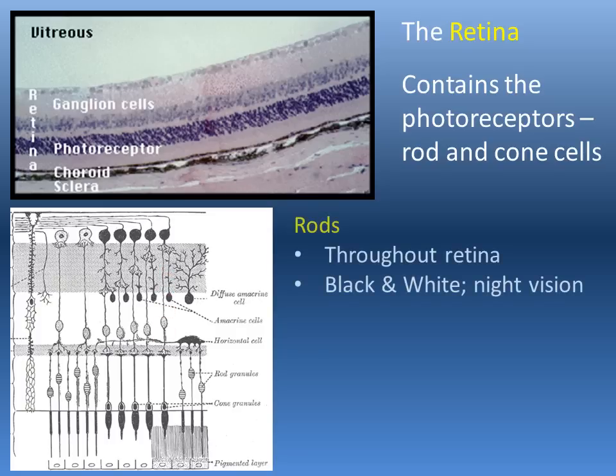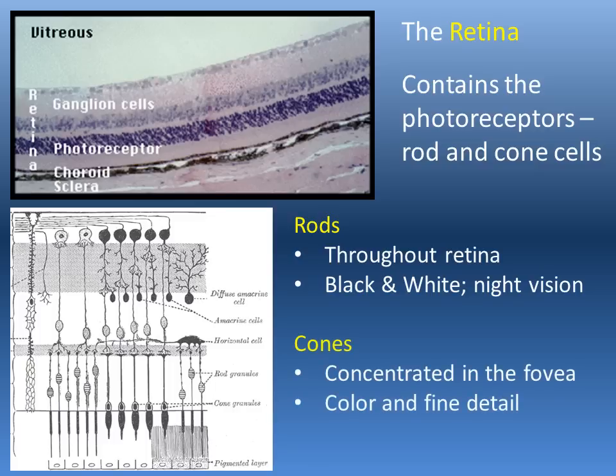So the rod and the cone cells are specially designed for certain purposes. The rods are spread throughout the retina, but only good for black and white images and night vision. No color or detail, that which is provided by the cones. Now, the cones aren't spread through the retina. They're in a small place called the fovea that you'll see in the next picture of the eye. And the cones are responsible for color and fine detail, sharper image.